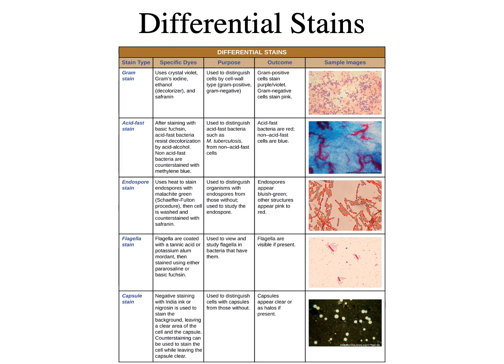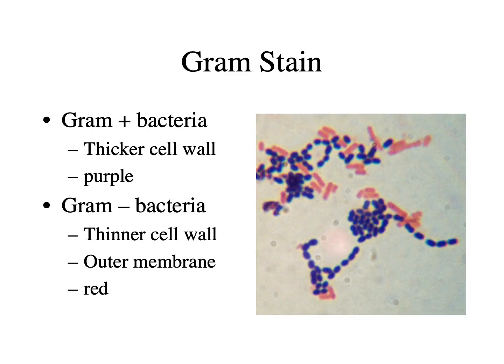Differential stains, this is kind of where the money's at in micro. These differential stains will basically tell you something about the bacteria. And I'm going to start with an explanation of the gram stain. So the gram stain is going to basically identify two types of bacteria, gram-positive and gram-negative.